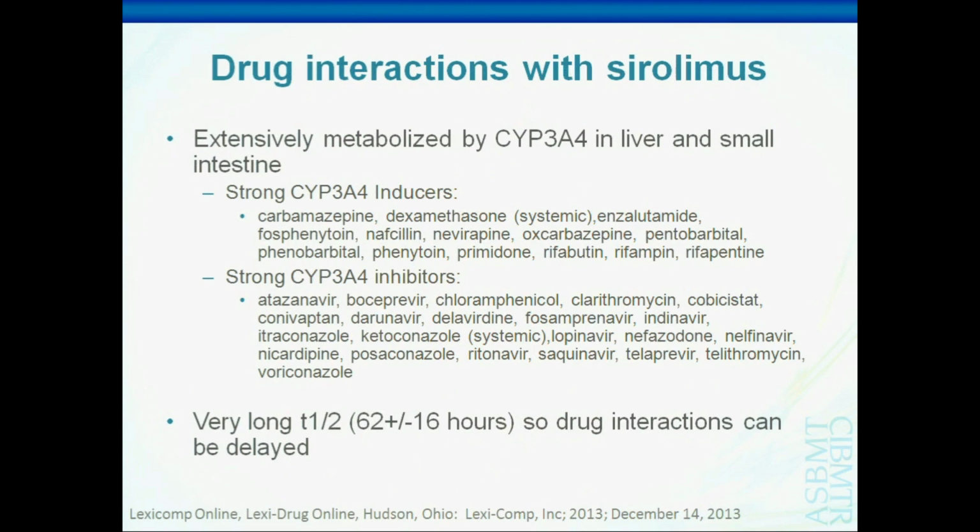Next, moving on to drug interactions with sirolimus. It's extensively metabolized by CYP4 in the liver and small intestine. So similar to the calcineurin inhibitors, there's a whole list of inducers and inhibitors that have the potential for drug interactions with sirolimus.